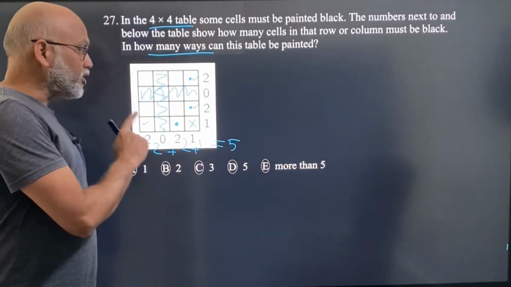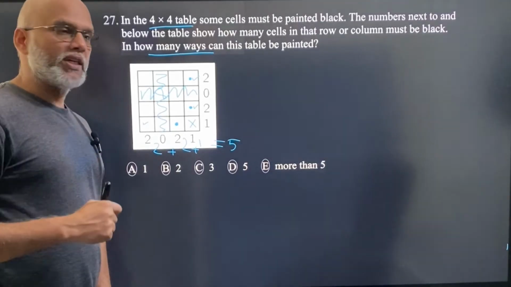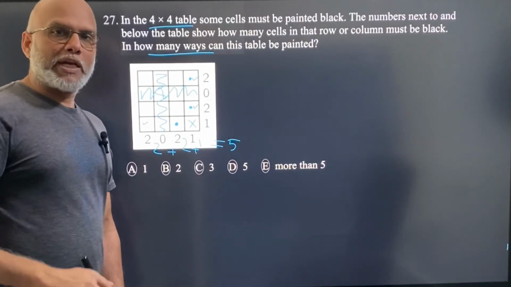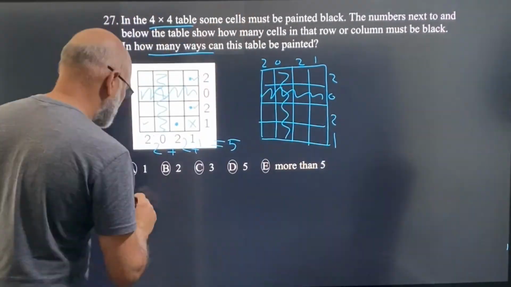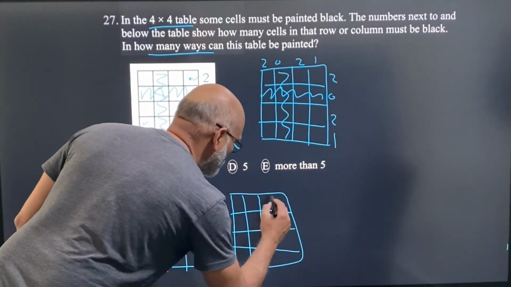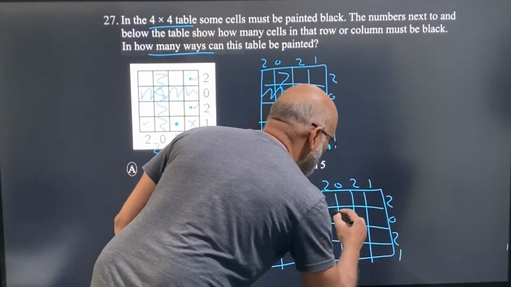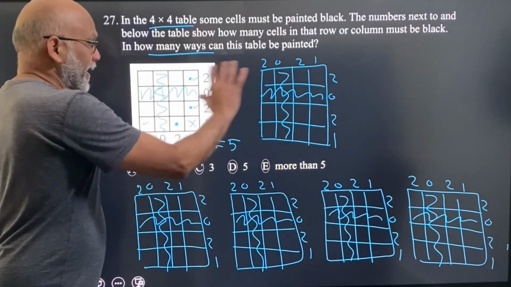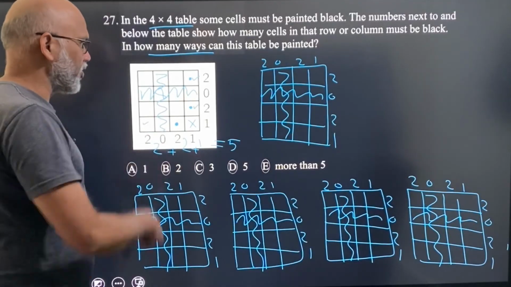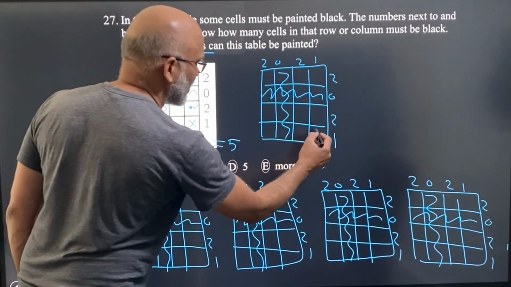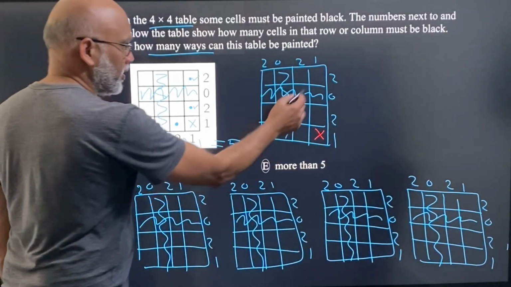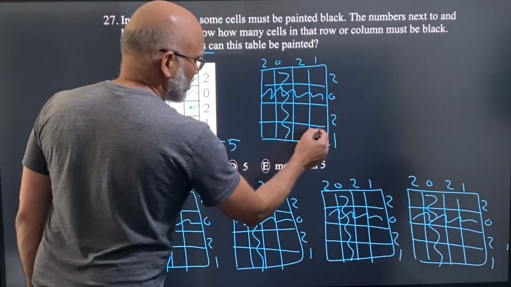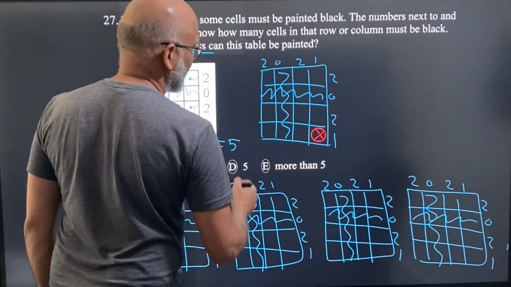But for each of those ways, you also need to make sure the other conditions are met. So let me just draw 5 duplicates that will make it easier to explain. All right, I have just drawn 5 duplicates of this and we will check each of these conditions. So first I'll start by putting 1 here. It is satisfied for this column as well as this row. So this is where I am starting.